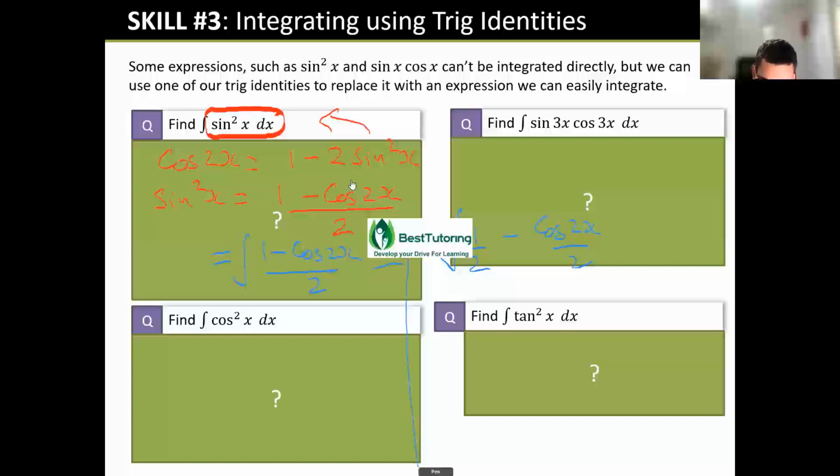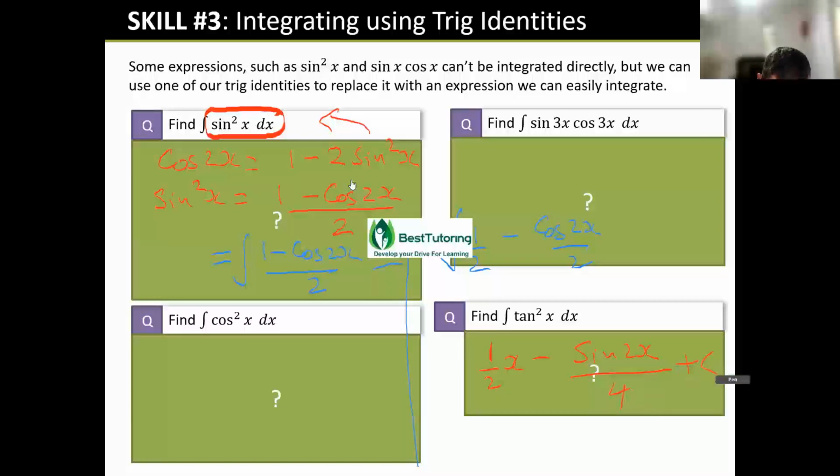Kaya, what is the integration of half? Half x, sorry. Half x, we do forget, that's fine. Half x. And the integration of cos 2x is? Sine 2x over 2. Sine 2x over 2. So we got 2 already, so it becomes 4, plus c, right?